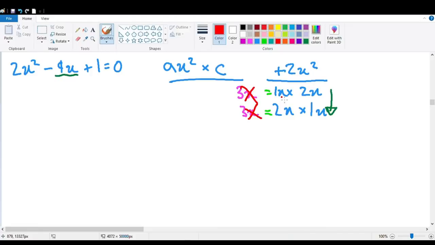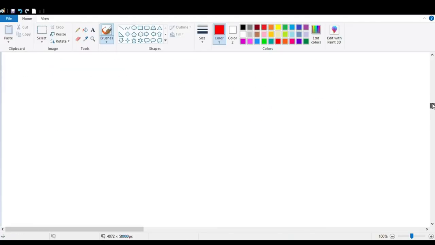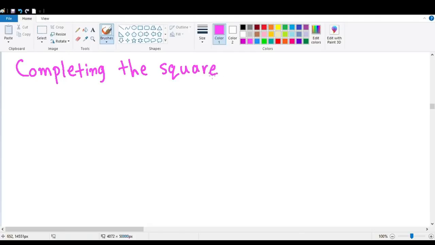And what do we do in these types of situations? We move on to the second method, which brings us to our second method right here. So it is completing the square. Now in this method, yes, we have some rules.